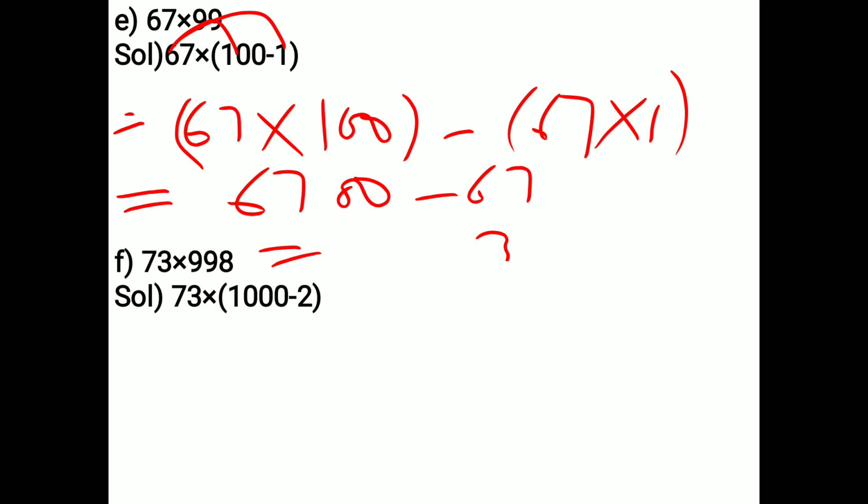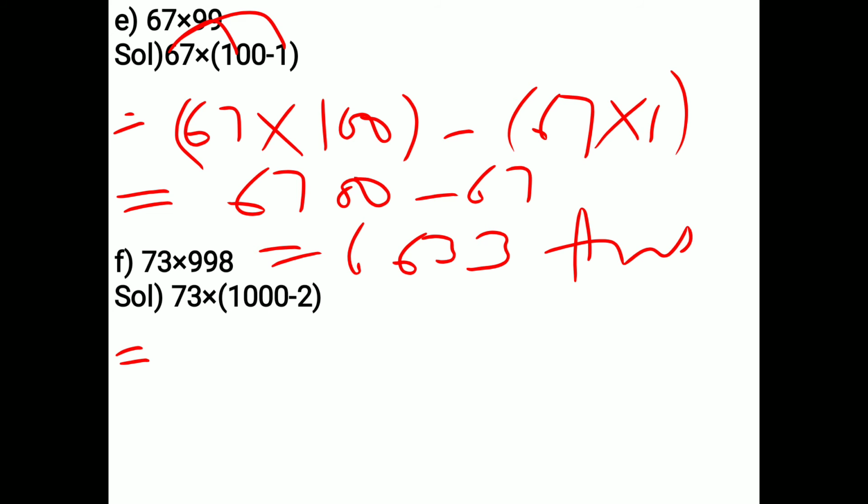Minus it 3. 9 minus 6 is 3. 6. 6. Answer is 6633. Now F part. It's a 73 into 998. Now 998 is closer to which number? 1000. So we will not see here 100. We will see this number is closer to 1000. So we will minus it from 2.